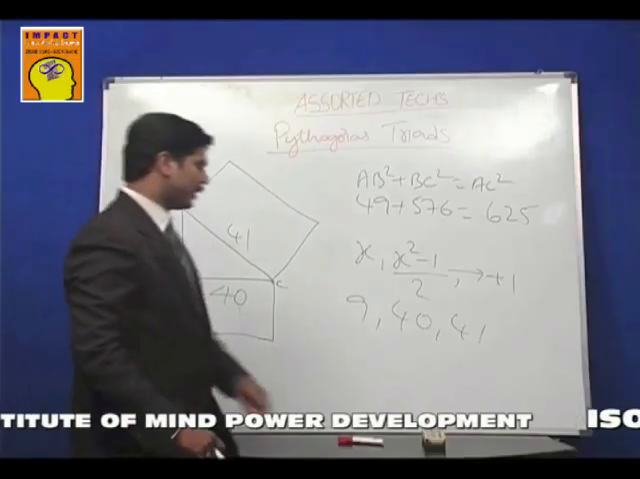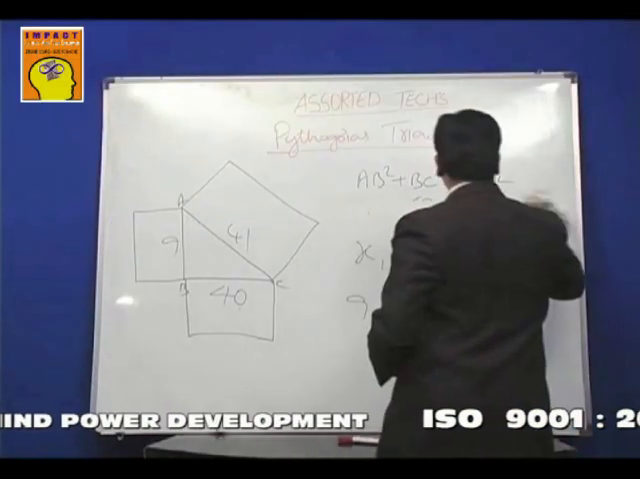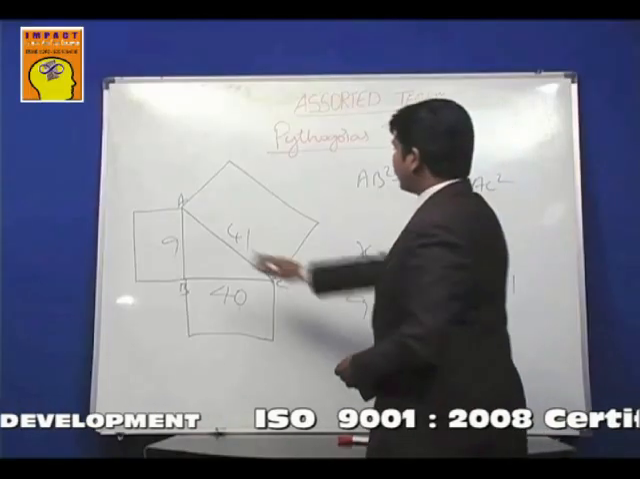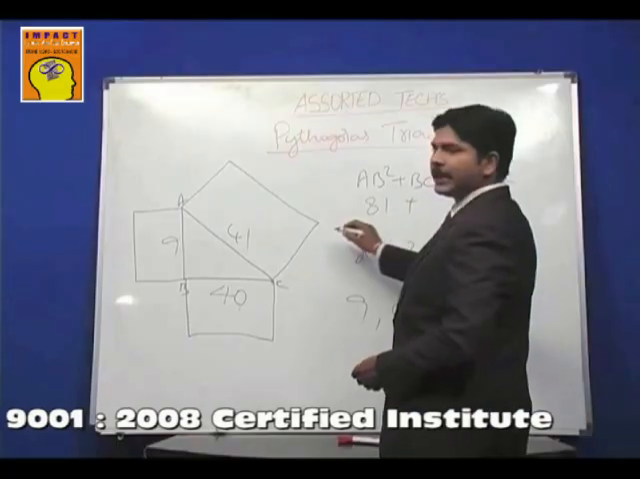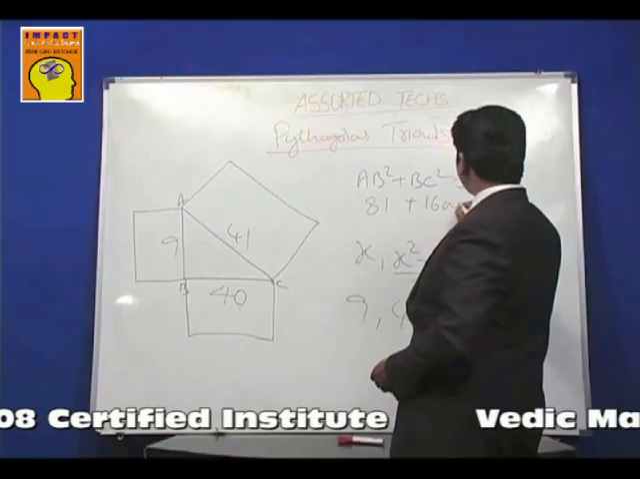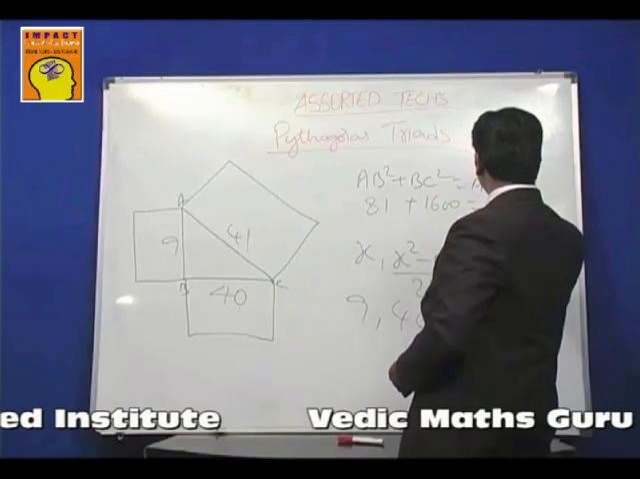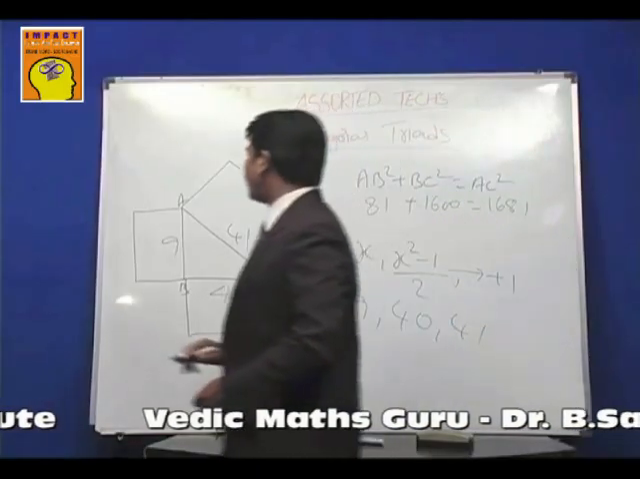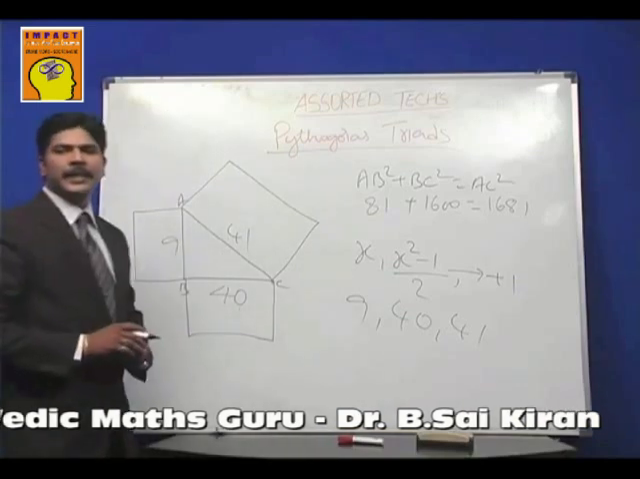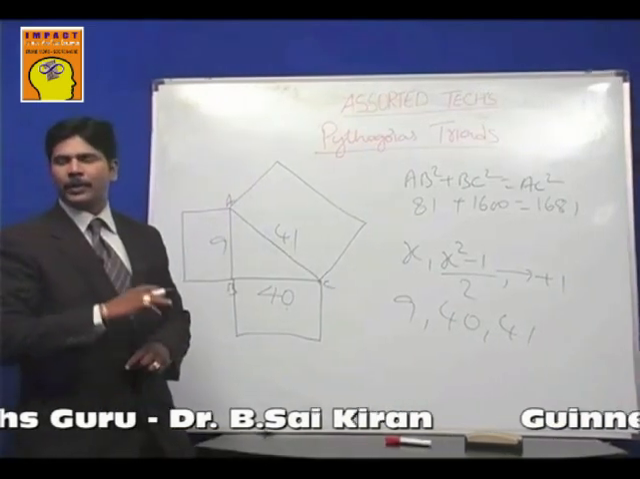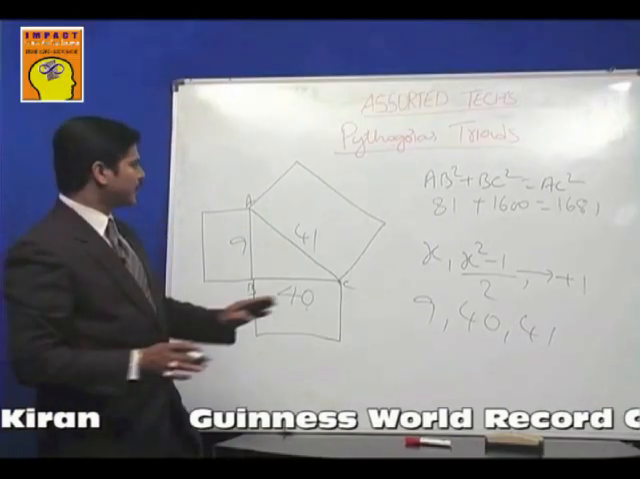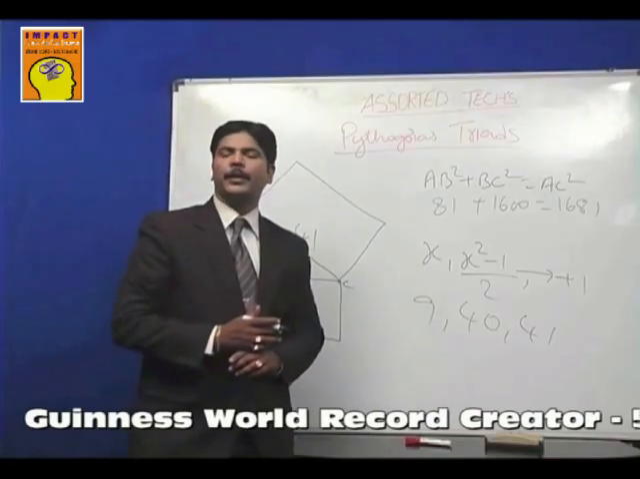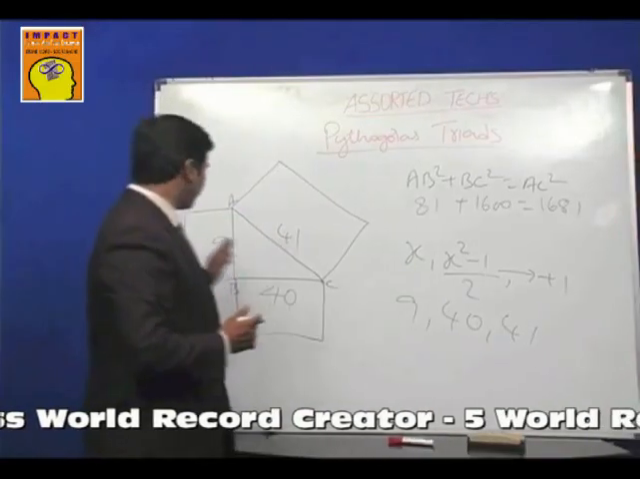Now we have to substitute this in the equation and check out whether the triads are right or wrong. 9 square is 81 plus 40 square is 1600. Add this both, you get 1681. Now check out whether 41 square is 1681 or not. It will be absolutely correct. 41 square is 1681. So that's it. So using this magic formula we can also find the Pythagoras triplets.